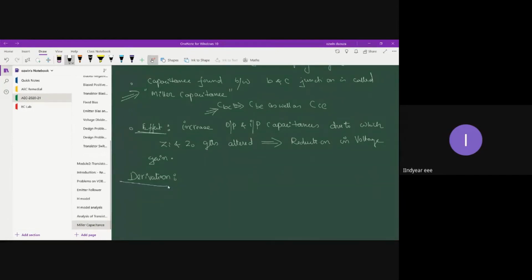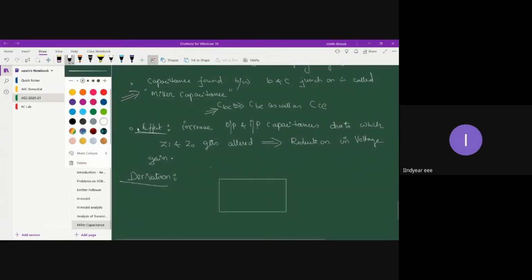Okay, fine. Now let us look at the theoretical aspect. Derivation: let us consider, for derivation, a transistor black box, and let us mark the terminals.